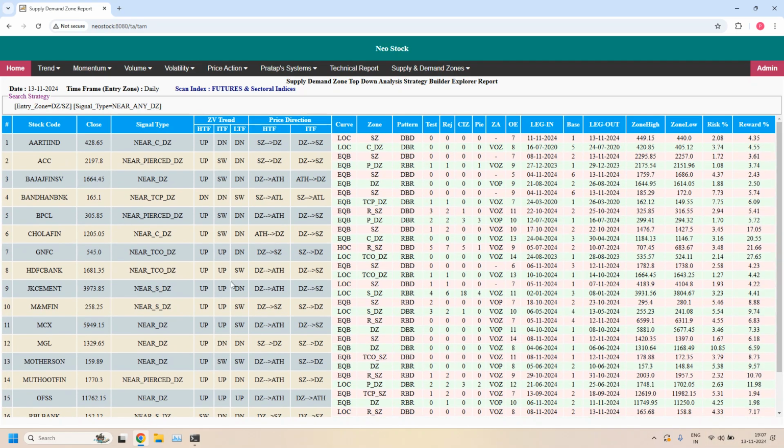Now from these, how many high liquidity daily demand zones do we need to filter? Aarti Industries is having one high liquidity daily demand zone. Bandhan Bank is having a high liquidity demand zone. Cholamandalam Finance is having a high liquidity daily demand zone.